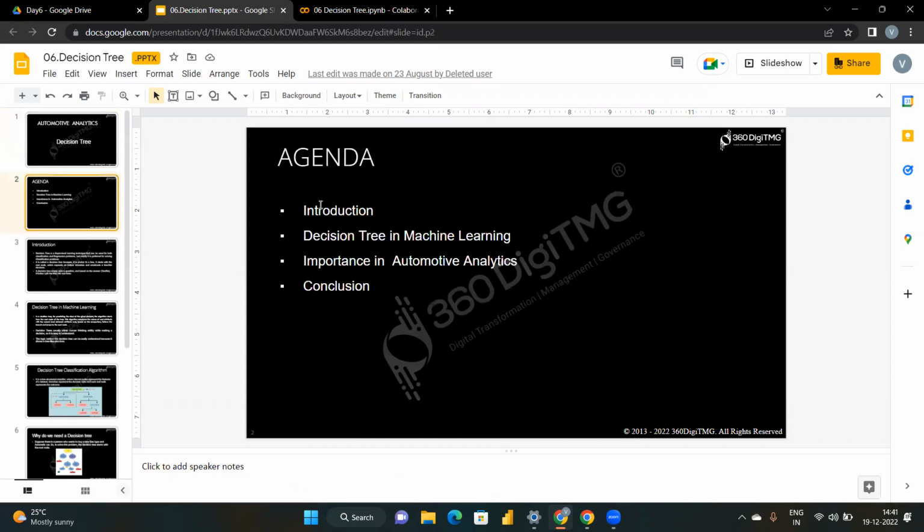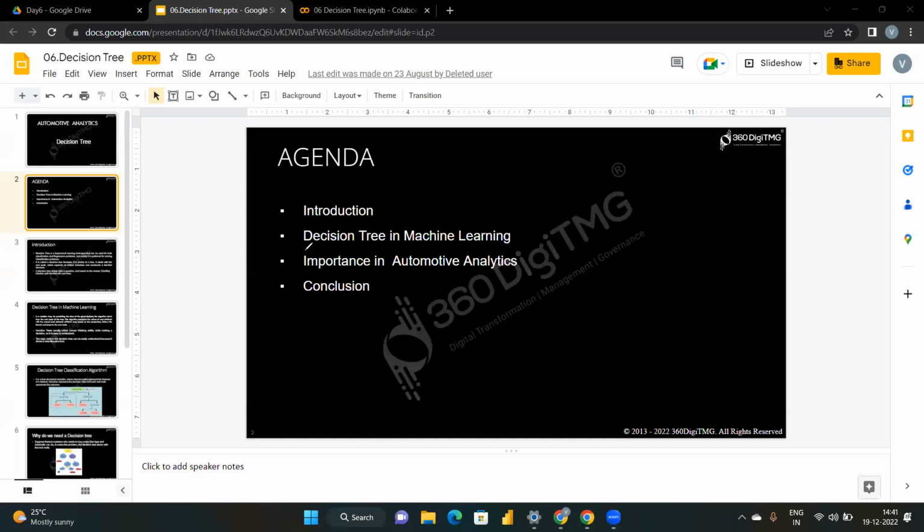Okay, agenda. So what is our agenda? Agenda for decision tree: we'll be seeing the introduction of decision tree. What is decision tree? What is the purpose of decision tree? What is the goal of decision tree? We'll be seeing how we are going to implement this decision tree in automotive analytics and decision tree as a machine learning algorithm. How this decision tree will be useful in machine learning and how we are going to implement it. So what is the purpose of that?